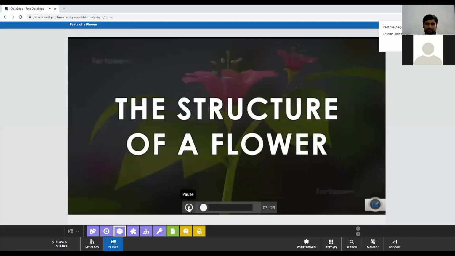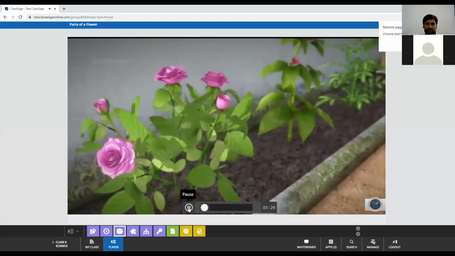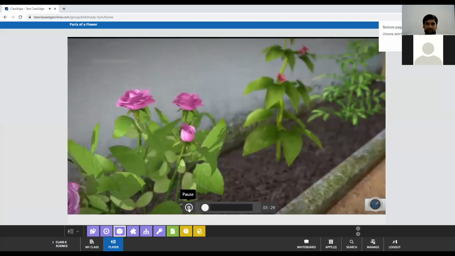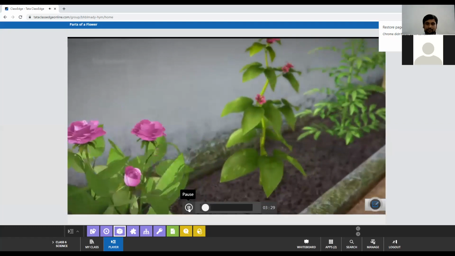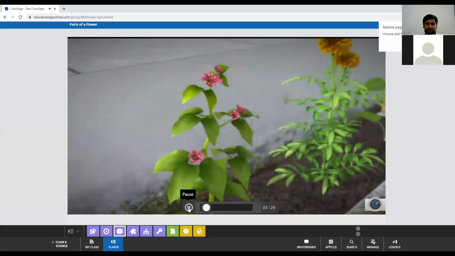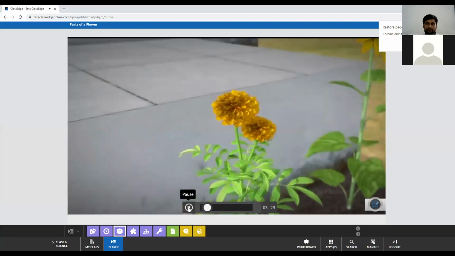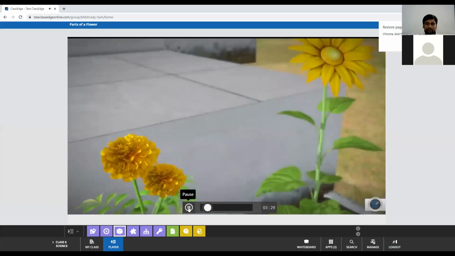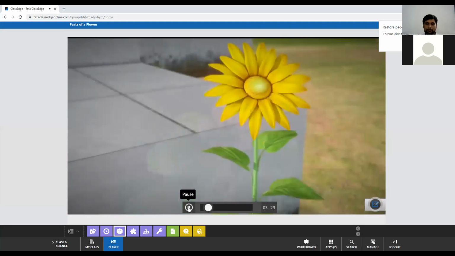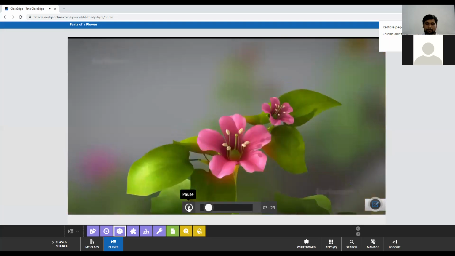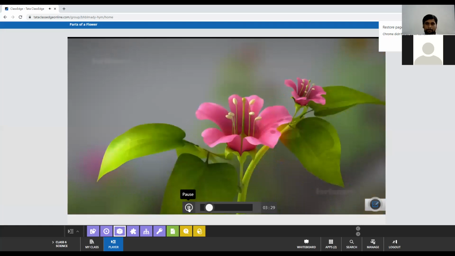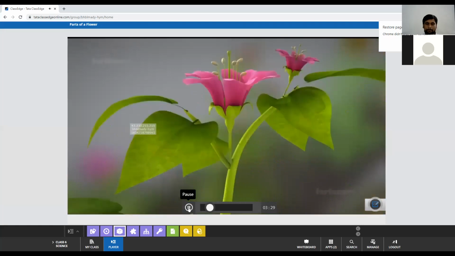The structure of a flower. Flowers come in a variety of colors, shapes, and sizes, and they serve as the reproductive structures of flowering plants. Although flowers differ in so many ways, their primary components always remain the same. To better understand the structure, let's create an imaginary flower and look at the parts.